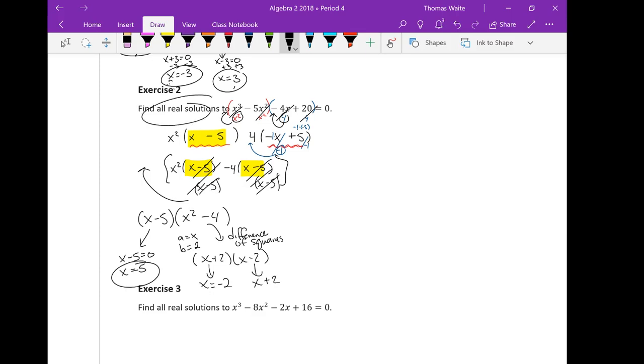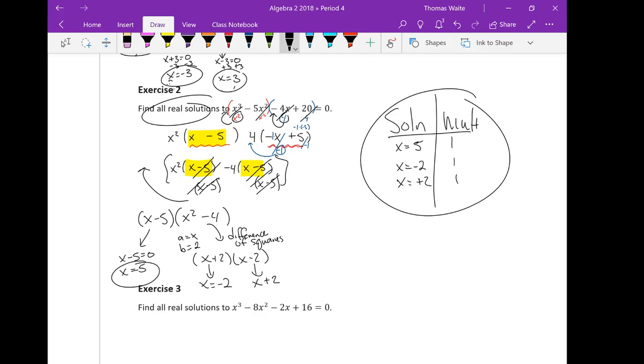So it said find all the real solutions. Let's list those now. Solution, multiplicity. X equals 5 came up once, it just happened once. X equals negative 2 happened once, and x equals positive 2 happened once. So again, these do have a lot of steps, but as we practice with them, it gets easier and easier to start to see the patterns.